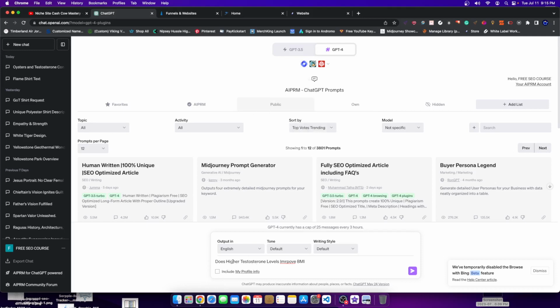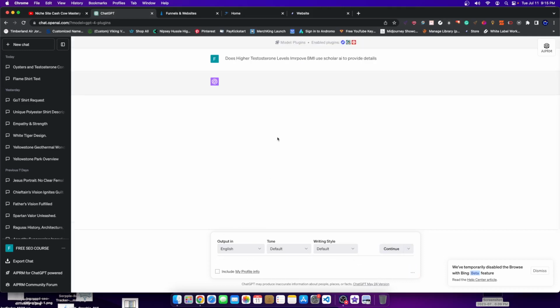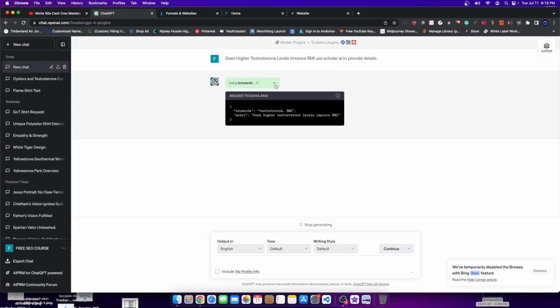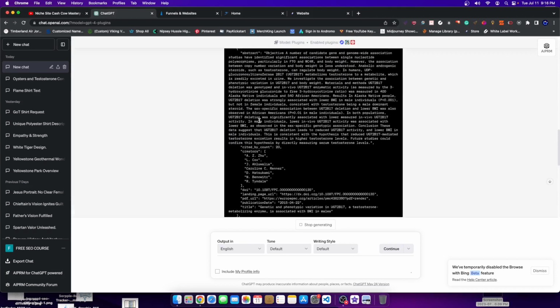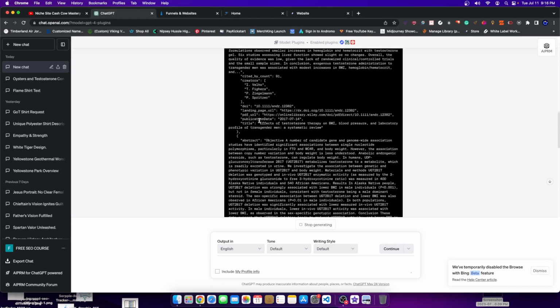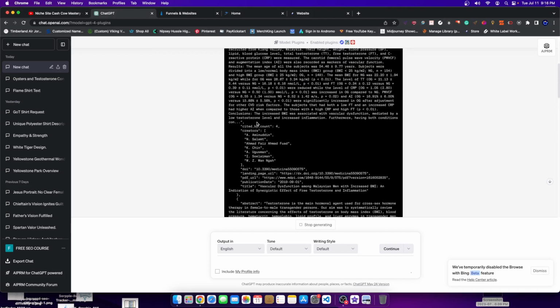I can pose the same question, and I could say, use Scholar AI to provide details, right? Something like this. And it will actually do that for me. So it will use Scholar AI, and we'll actually see, yep, there we go, the visualization right here. We have the word testosterone, we have BMI, we have the query, and then boom, a bunch of studies that relate to that on some sort of level.